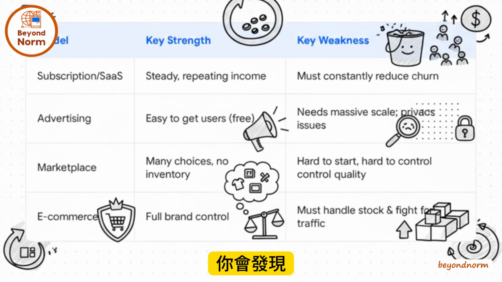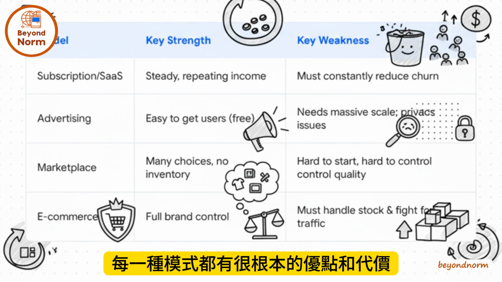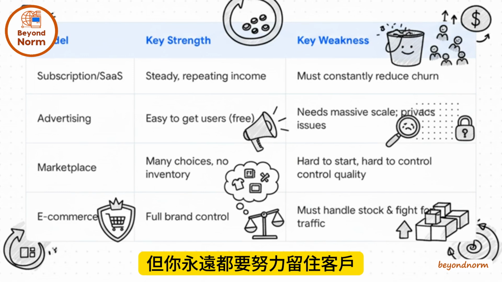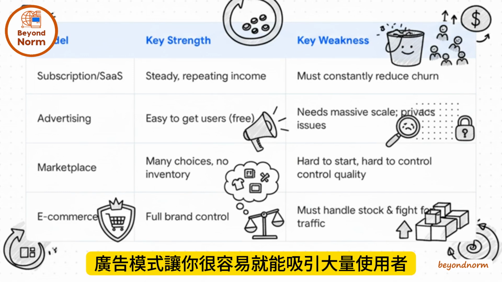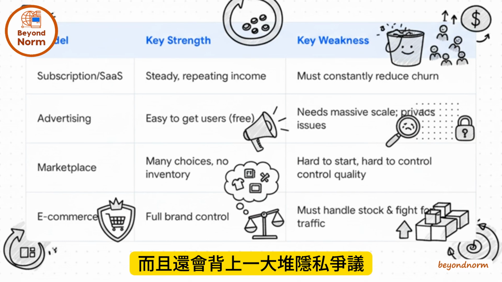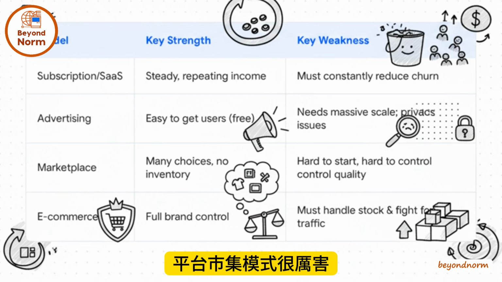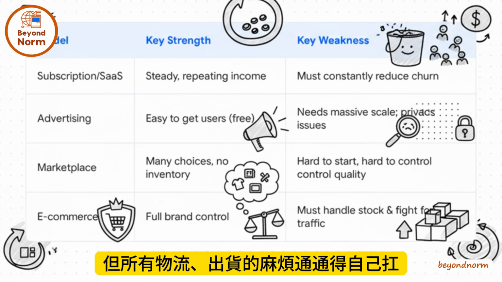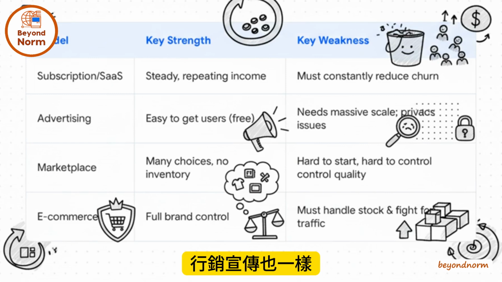So you can see, each model has this fundamental trade-off. Subscription and SaaS give you that amazing steady income, but you're always fighting to keep customers. Advertising makes it super easy to get users because it's free, but it needs huge scale and comes with all that privacy baggage. Marketplaces are awesome because you don't hold inventory, but they're tough to start and it's hard to control quality. And e-commerce gives you total brand control, but you're on the hook for all the logistics and marketing.